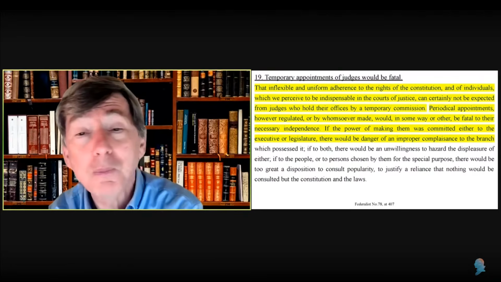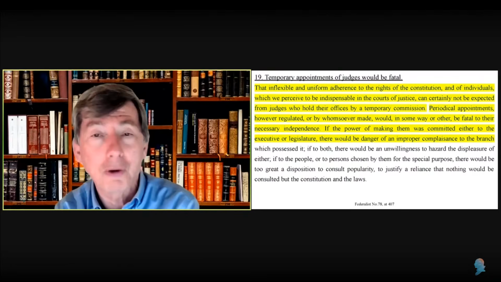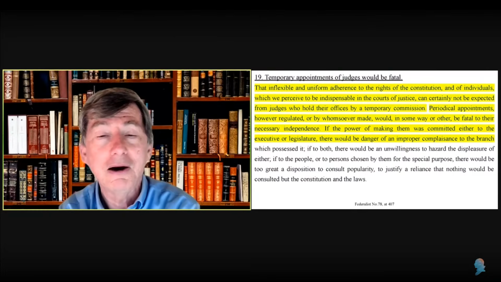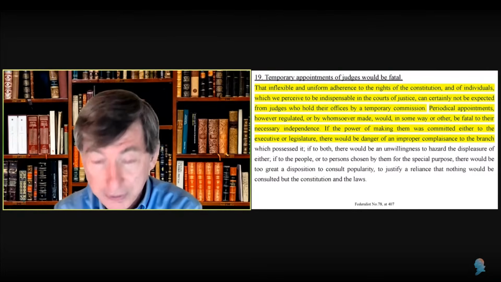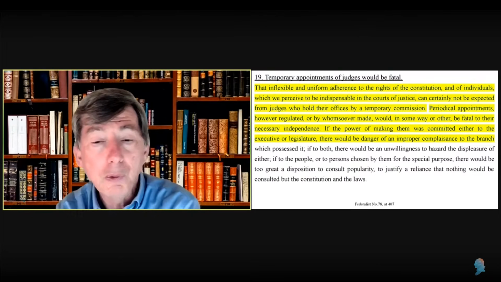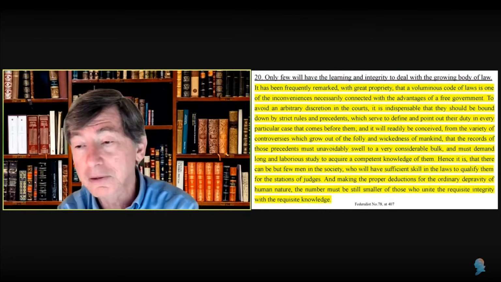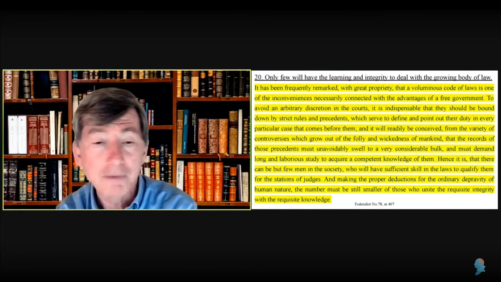Why do they expect to win more in their own, quote, courts? They're not courts. They are administrative offices, ultimately under the control of the executive branch. Only few will have the learning and integrity to deal with the growing body of law.